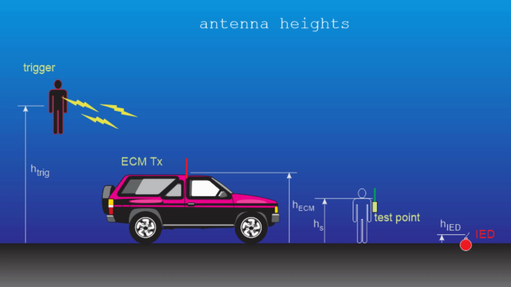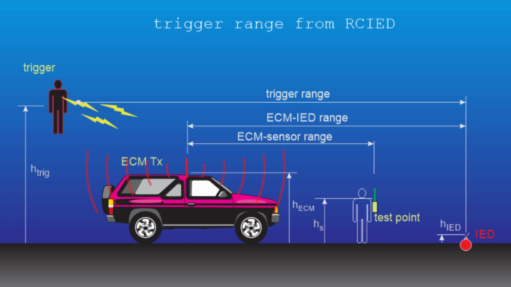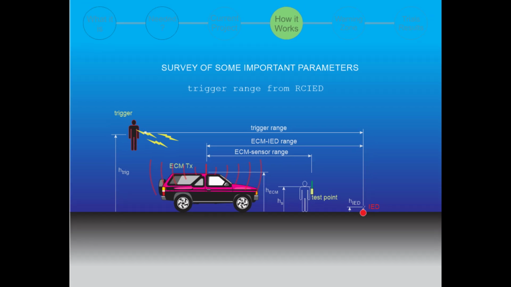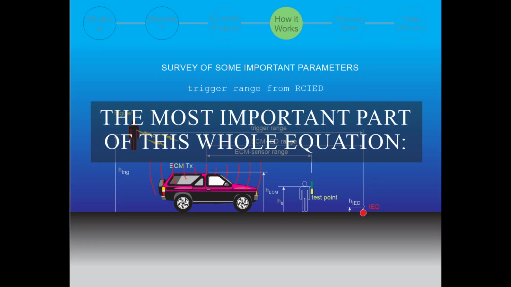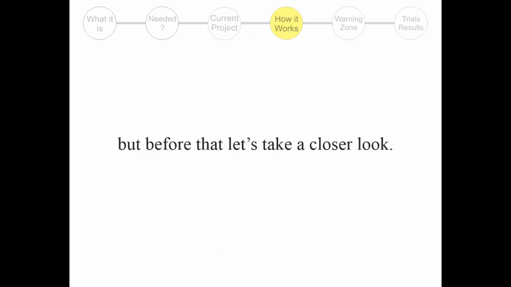So we can use a propagation model. And so we're also going to need to know the range between the ECM and the sensor, between the ECM antenna and the IED antenna, and between the trigger man antenna and the IED antenna. Those are the things we need to know to do the calculations. But the most important part of this whole equation is that there are uncertainties. And so let's do a survey of possible methods for handling uncertainties. But before we do any of those things, let's take a closer look at the problem.